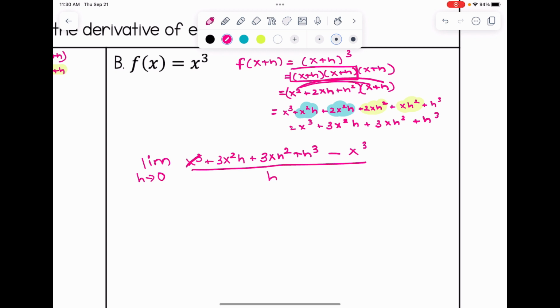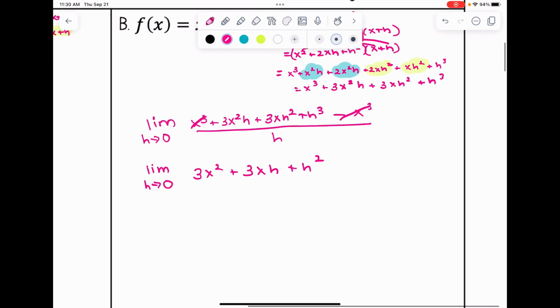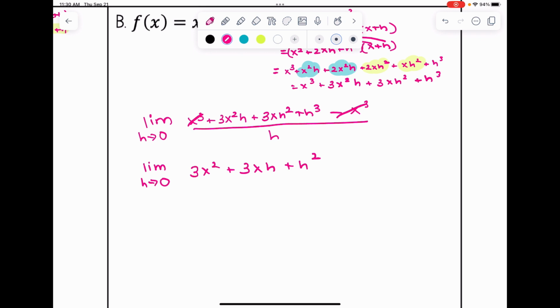Any term in the numerator without an h should end up going away, giving you 0 basically when we simplify. And then I'm going to divide each term in the numerator that remains by h. And now I'm going to evaluate, and I get that basically the derivative is 3x squared. The 3xh and h squared disappeared once I plugged 0 in.